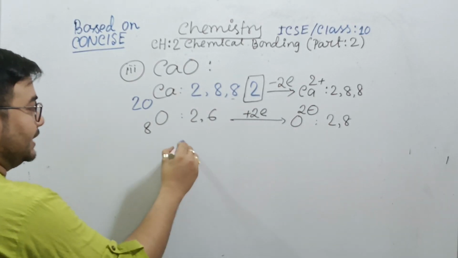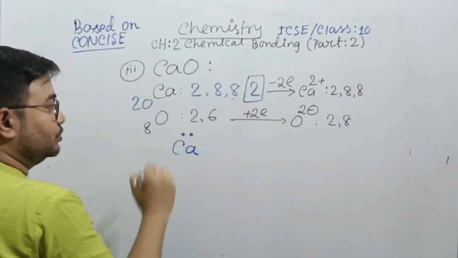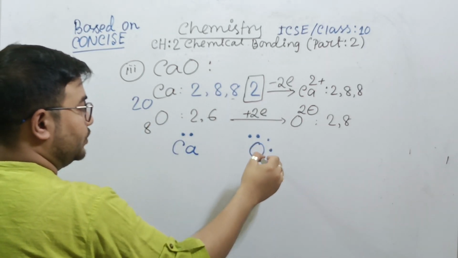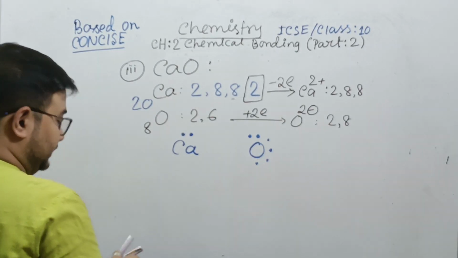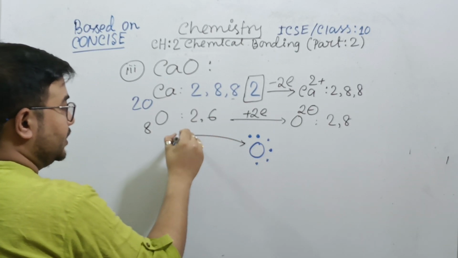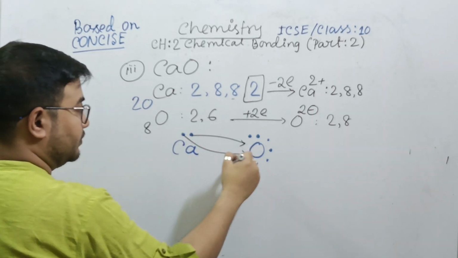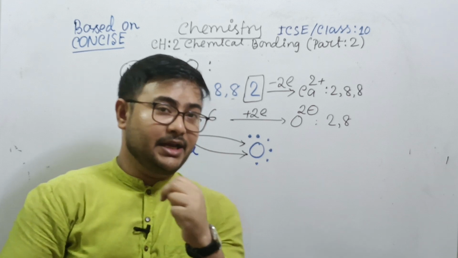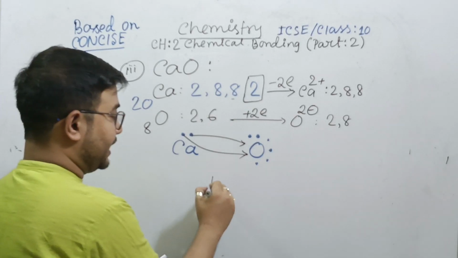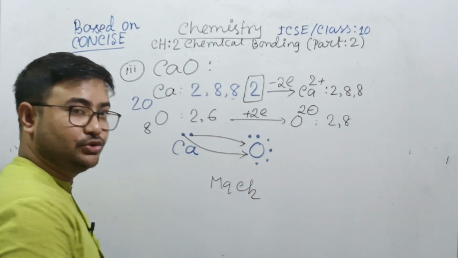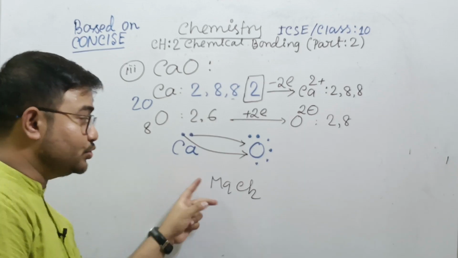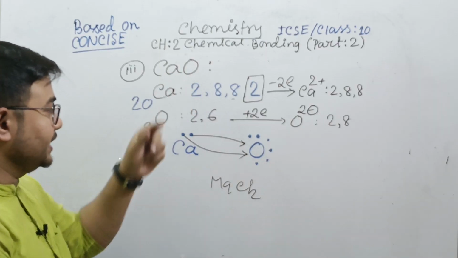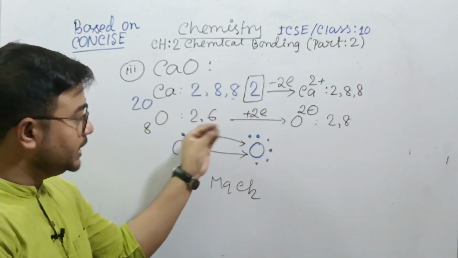So look at the board. Calcium's outermost shell contains 2 electrons, and in the case of oxygen, the outermost shell contains 1, 2, 3, 4, 5, 6. So these 2 electrons are completely transferred to one atom. Why? In the previous case, MgCl2, 2 Cl were there. So one magnesium donates to 2 Cl minus. But here, since there is only one oxygen atom, calcium donates both electrons to it.